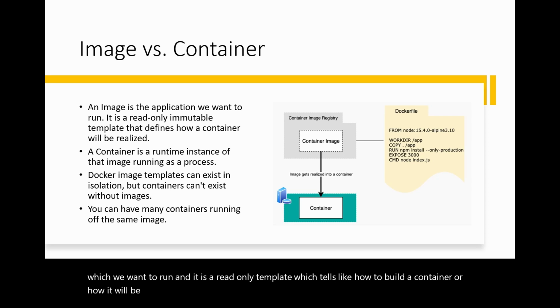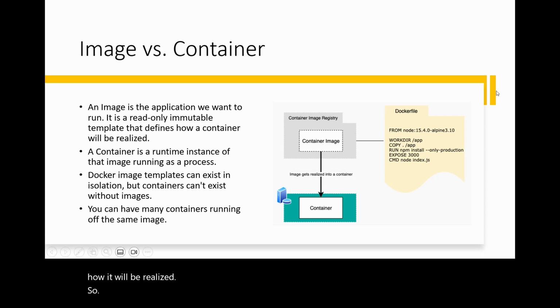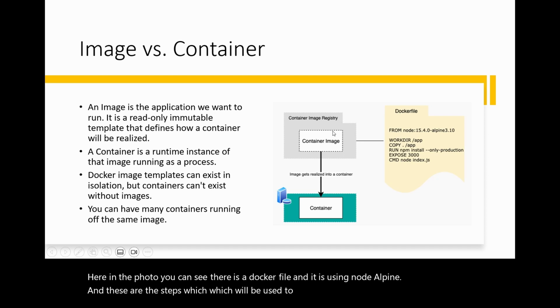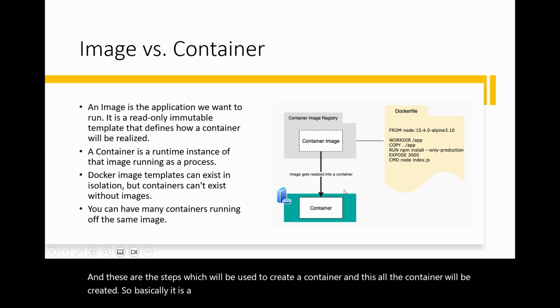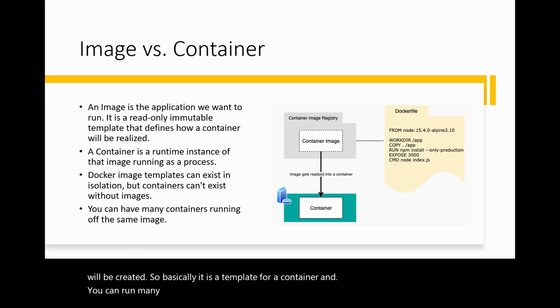Here in the photo you can see there is a Dockerfile, and it is using Node Alpine. These are the steps which will be used to create a container, and this is how the container will be created. So basically it is a template for a container, and you can run many instances of a container from a single image. A Docker image template can exist in isolation, but a container can't exist without images.